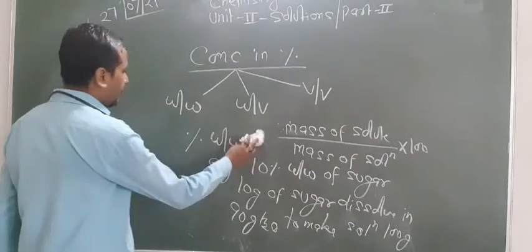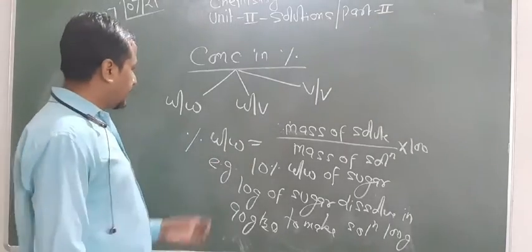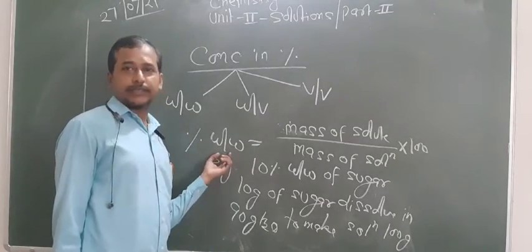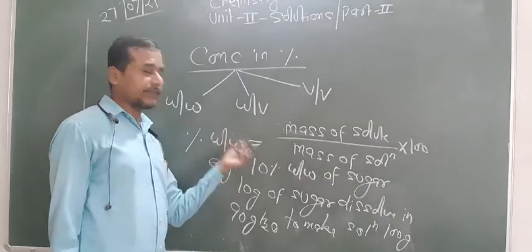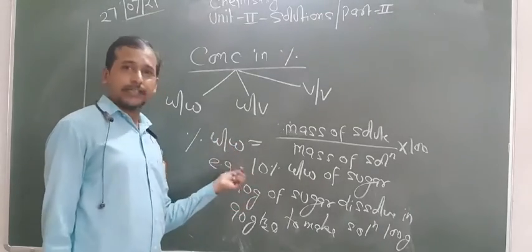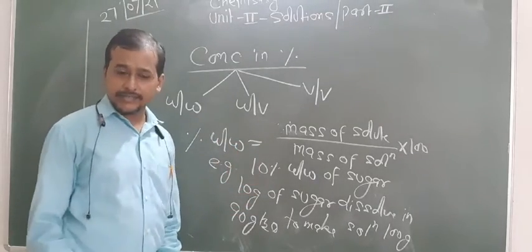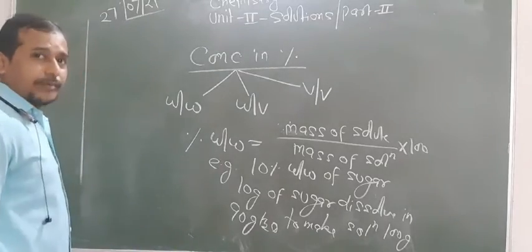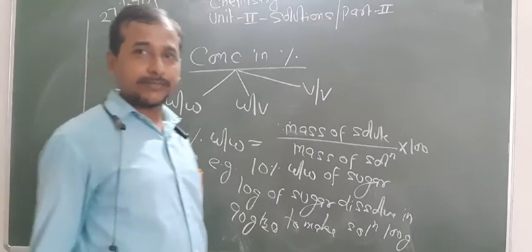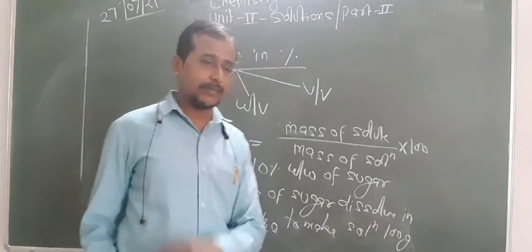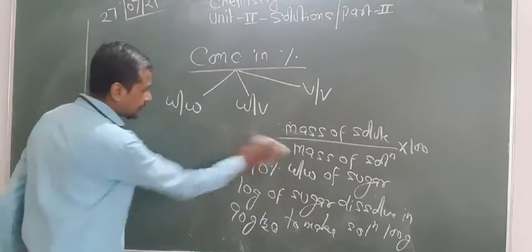Now one more thing, this type of method for presentation of concentration is basically used in industrial chemical applications, just like bleaching powder, where the bleaching powder is given by mass percentage.